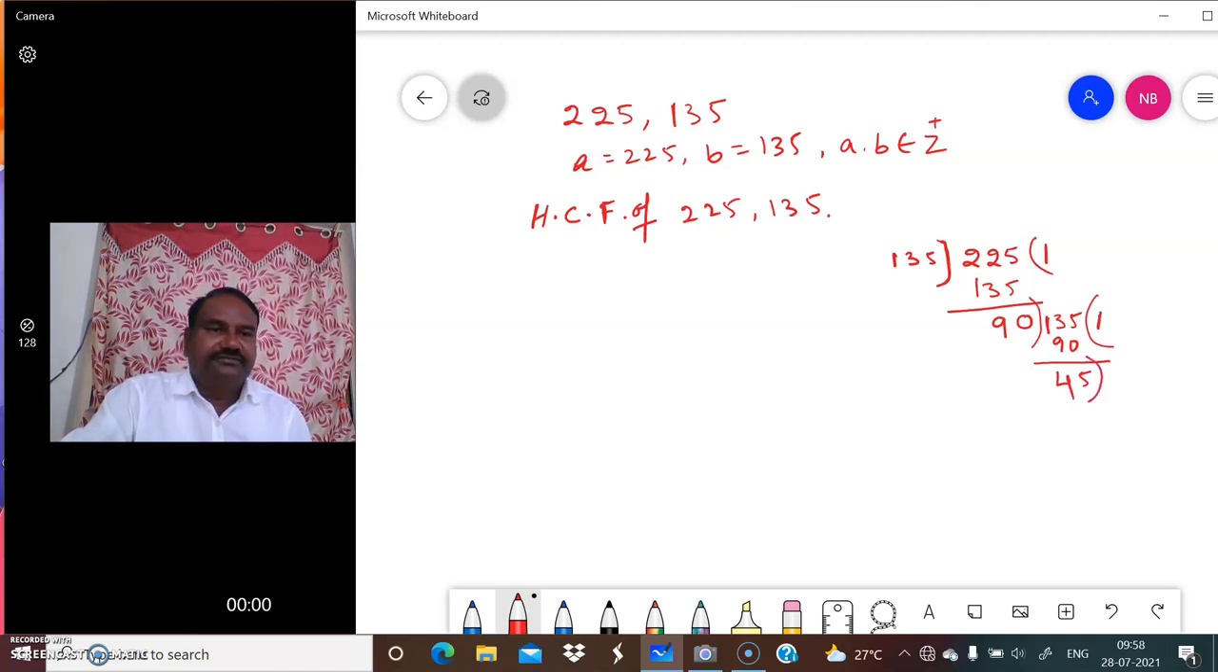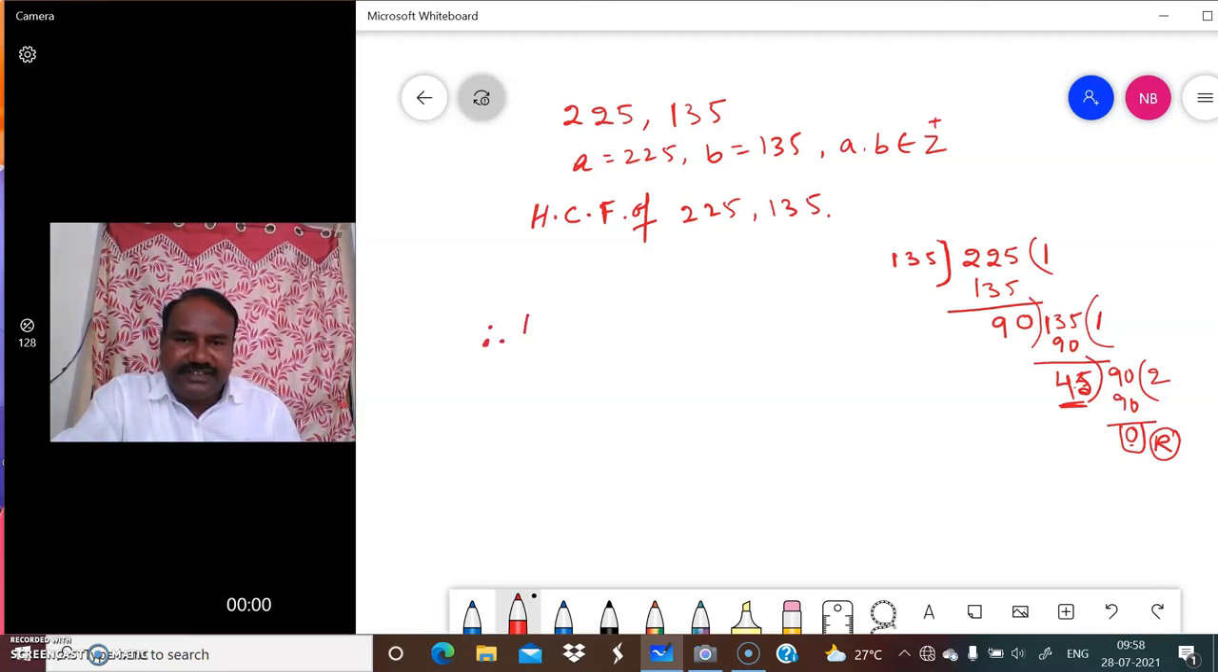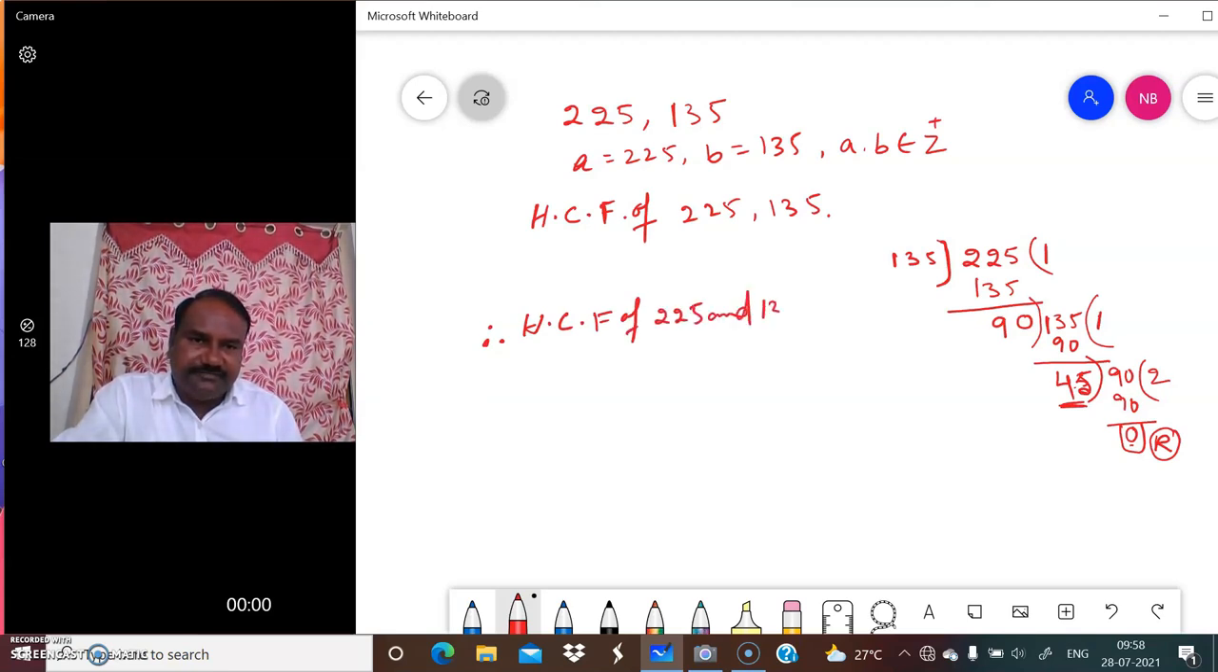Again you continue this division. This 90 you take here as the dividend. 45 2s are 90. So where we have to stop this division is whenever you get 0 as the remainder, then you have to stop. When you get this 0 remainder, whatever divisor is there is called the HCF. Therefore, HCF of 225 and 135 is equal to 45.